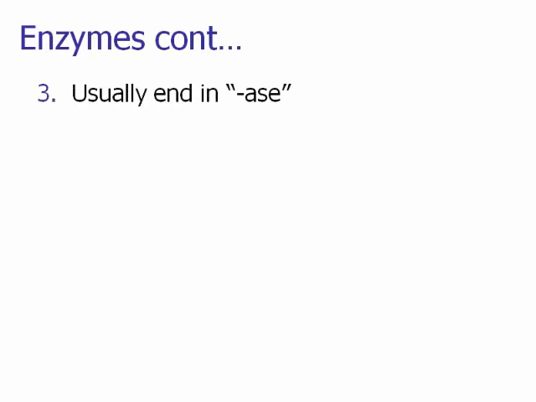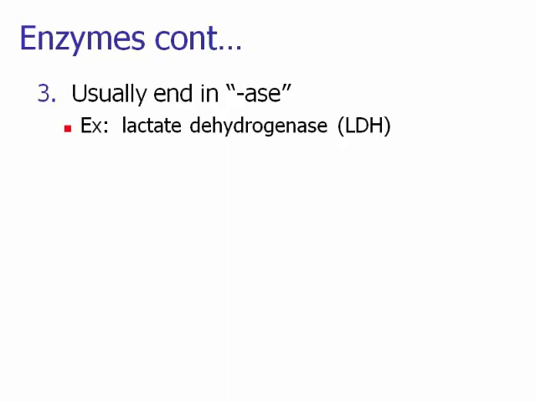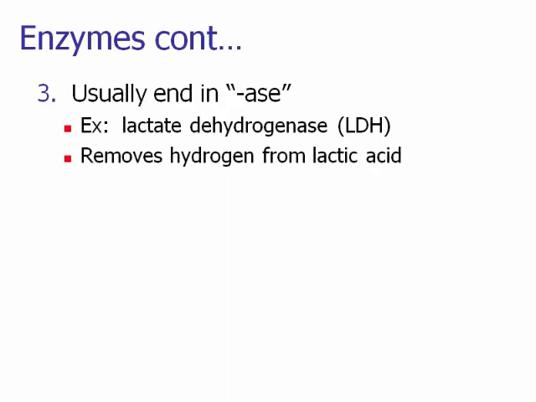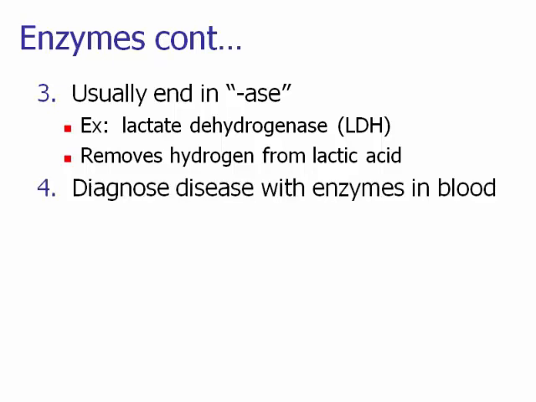Third, the names of an enzyme usually end in ASE. So we had lactase that chops up lactose. In lab we're looking at lactate dehydrogenase, and catalase is the other one we're using in lab. That ends in an ASE. That's usually a sign of what it does. You can also tell from the name about what it does. So lactate dehydrogenase, dehydrogen, so to remove hydrogen from lactate or lactic acid.